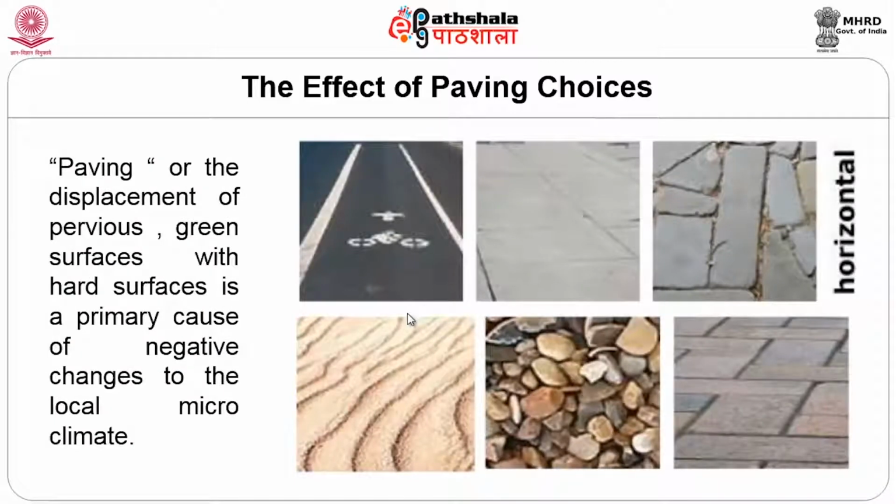Moving on to the effect of paving choices. Now, if you look at the horizontal paving choices, paving, or the displacement of pervious green surfaces with hard surfaces, is the primary cause of negative changes to the local microclimate. So this is what most of us do as architects when we get into a site. Our sites are 90% of the time natural.